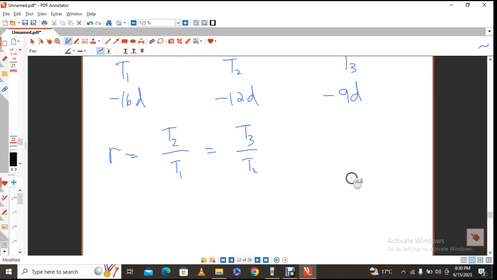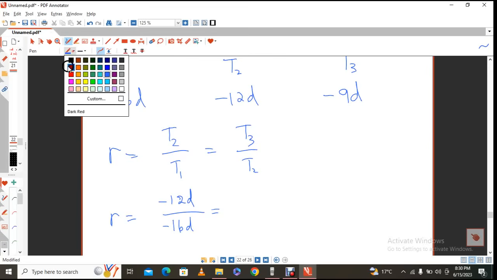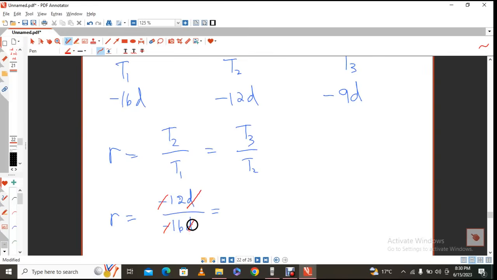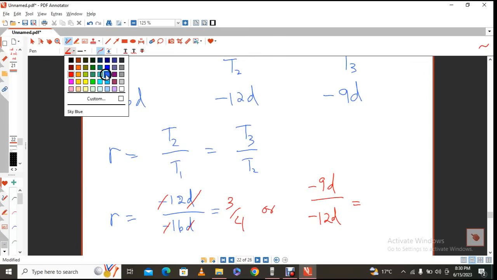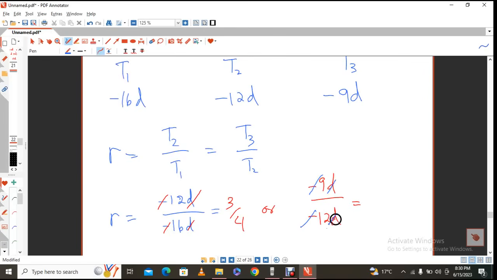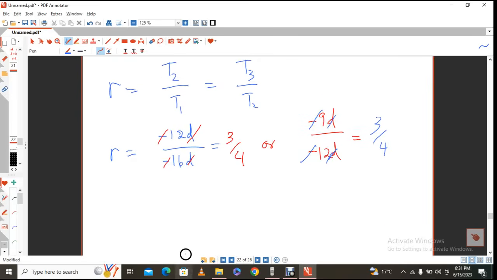So what do we know? What is our second term? Well, our second term is minus 12D over minus 16D. Okay, let's just simplify this for a minute. The negatives, they cancel. The D's, they cancel. Then it becomes 3/4. Or we take the third term, which in this case is minus 9D divided by minus 12D. You will also see that if you were to cancel out, the negatives cancel, the D's cancel, and you still have 3/4. Therefore, our answer, R is nothing but 3/4 or 0.75.